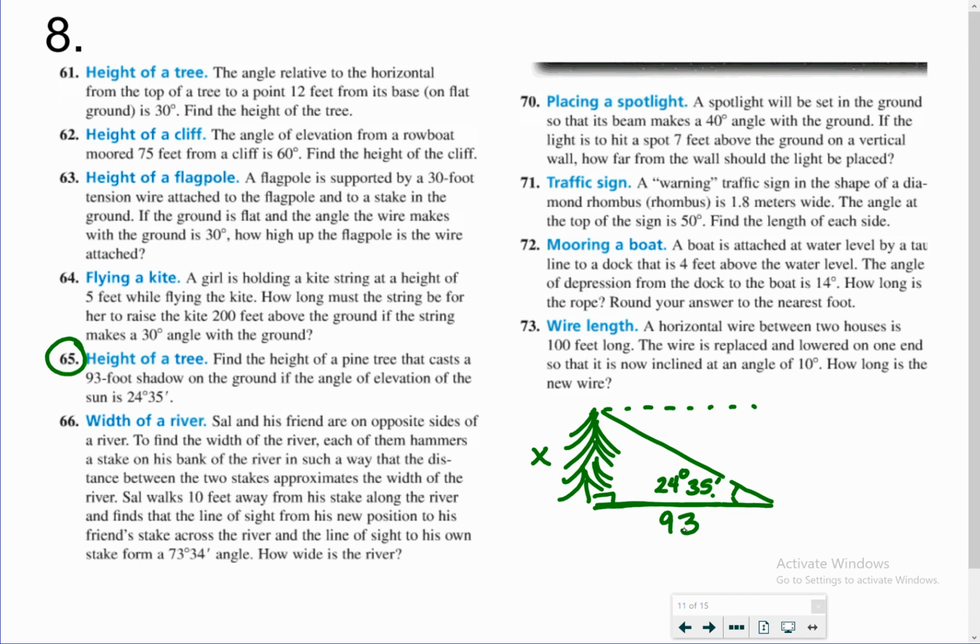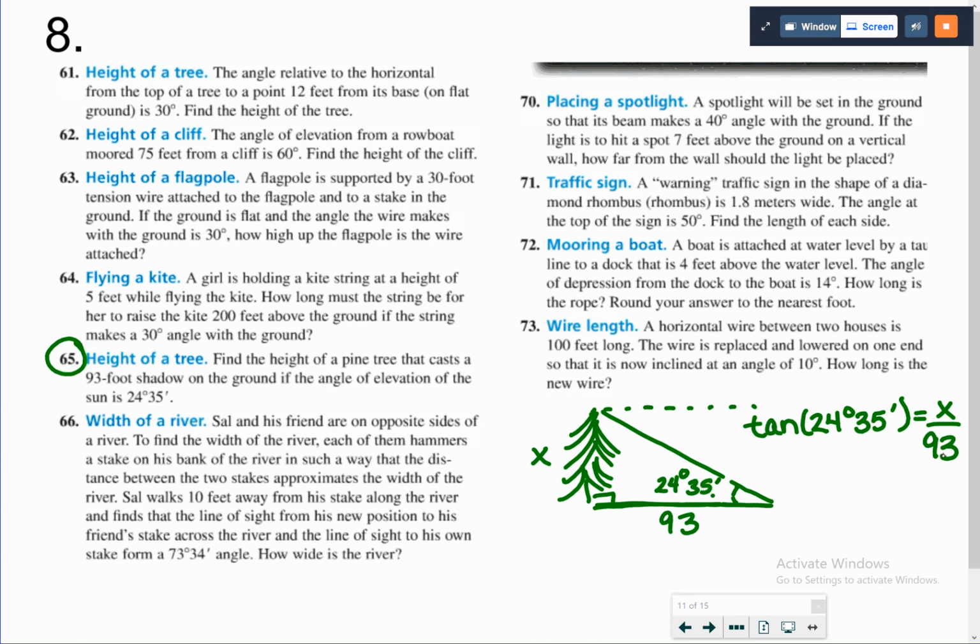So then we look at our angle in our triangle and we decide how the sides that we know or are solving for are related to that angle. So are they opposite, adjacent, hypotenuse? What do we have? I have x is opposite and 93 is adjacent. So if you have opposite and adjacent, which trig function is that? Tangent. Okay, so tangent of my angle, 24 degrees, 35 minutes, is x over 93. Opposite over adjacent. How do I solve for x? Times 93. So 93 tangent 24 degrees 35 minutes equals x.